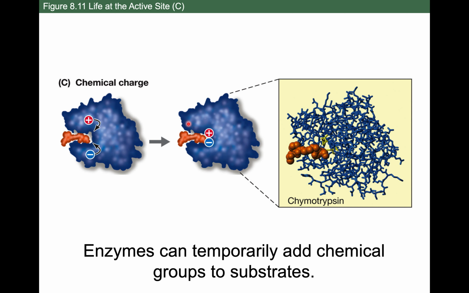Another common mechanism by which enzymes could work is by altering the chemical charge of a substrate, so adding or removing charges. That's very common as well.